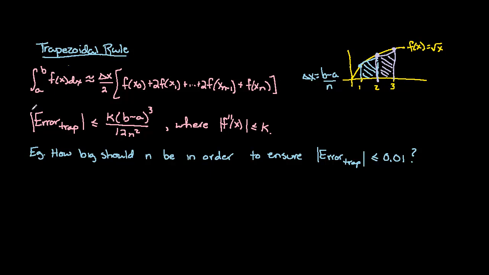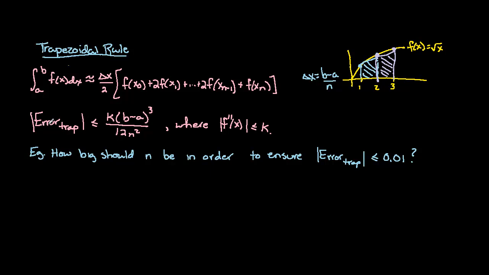Now, the error that we incur with trapezoidal rule is bounded. We can bound our error, which is very good if we want to use this rule in practice. So we may want to limit our error or bound our error so that we're not making wild guesses, but that we know our answers are correct within a certain tolerance.